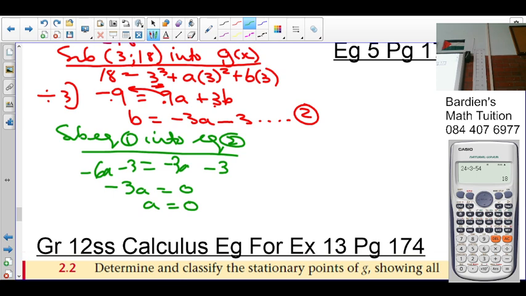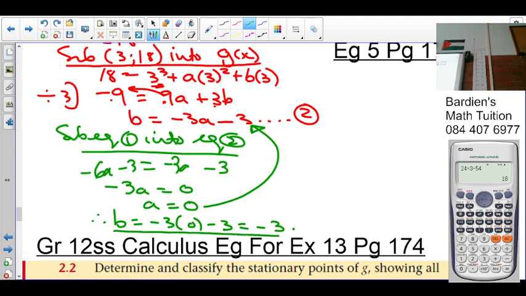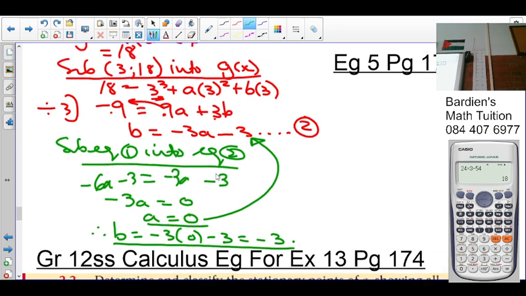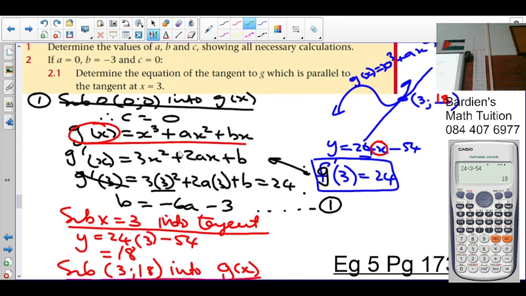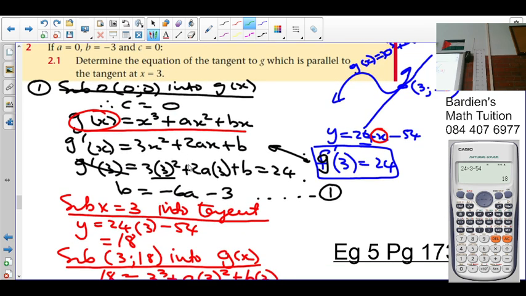So what do we do now? Now we substitute that back into any one of the two equations. Therefore b is equal to negative 3 times 0 minus 3, which is negative 3. Yes? So b is minus 3, a is 0, and c is 0.